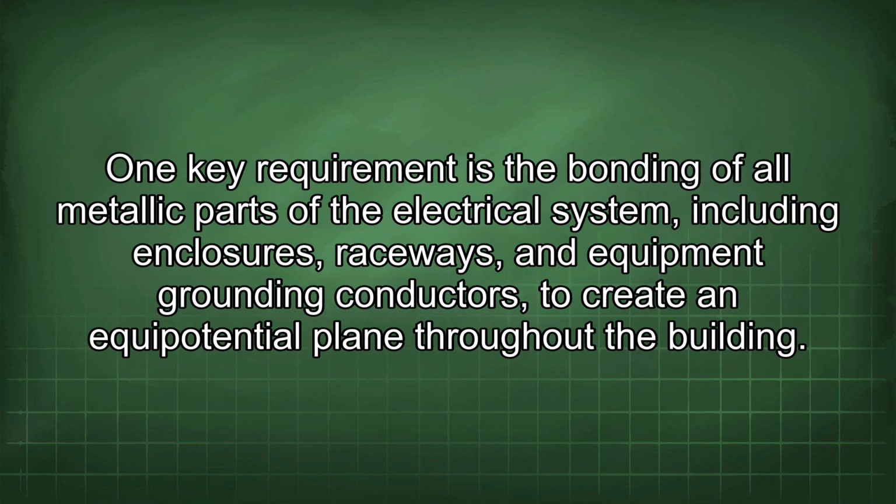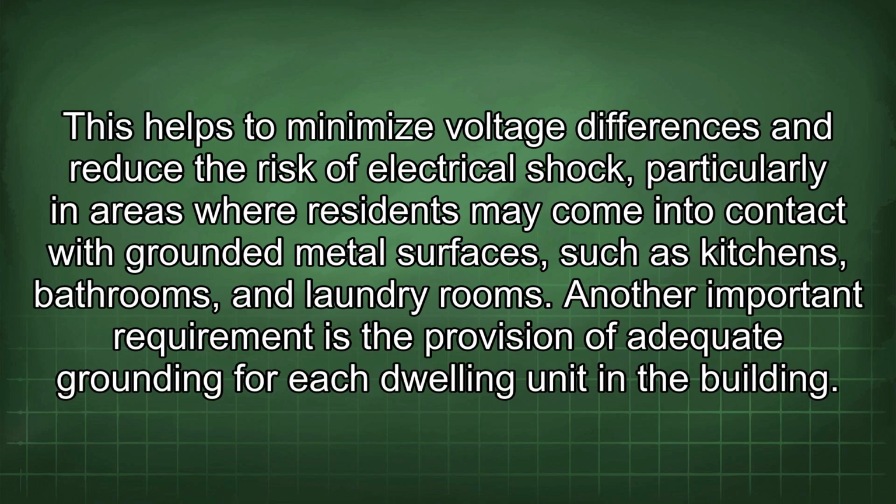One key requirement is the bonding of all metallic parts of the electrical system, including enclosures, raceways, and equipment grounding conductors, to create an equipotential plane throughout the building. This helps to minimize voltage differences and reduce the risk of electrical shock, particularly in areas where residents may come into contact with grounded metal surfaces such as kitchens, bathrooms, and laundry rooms.